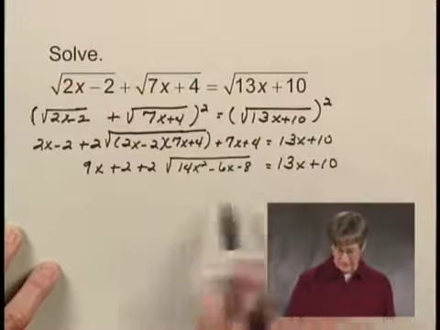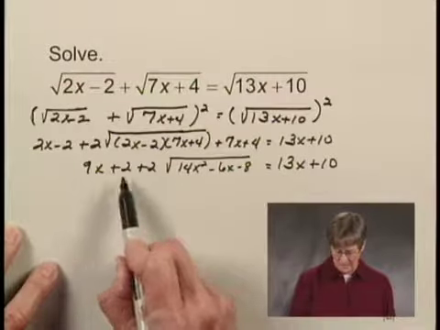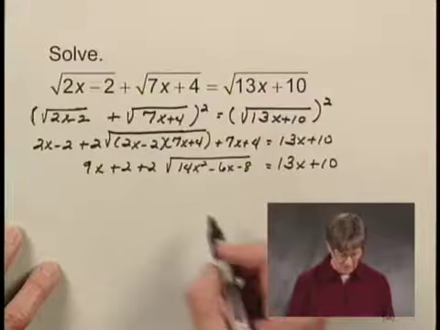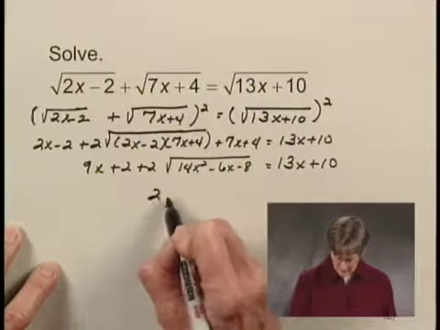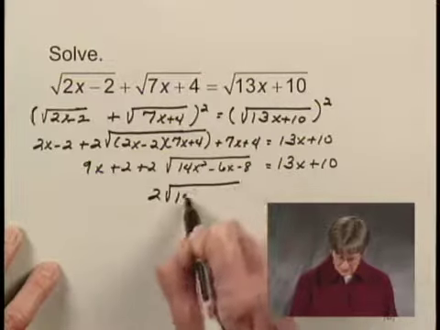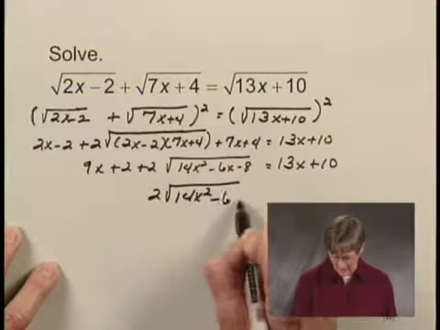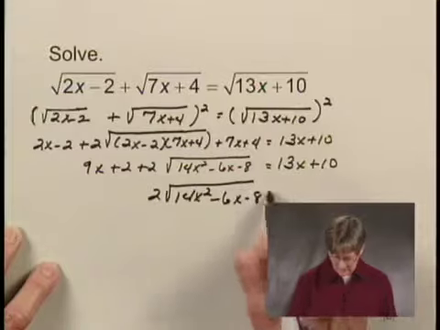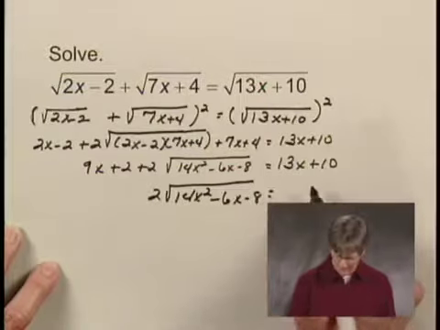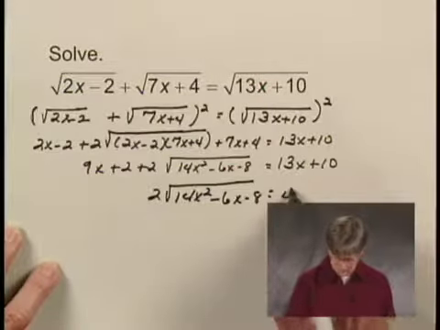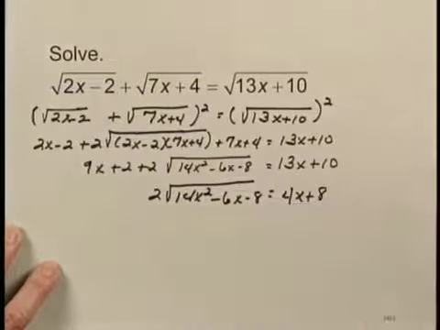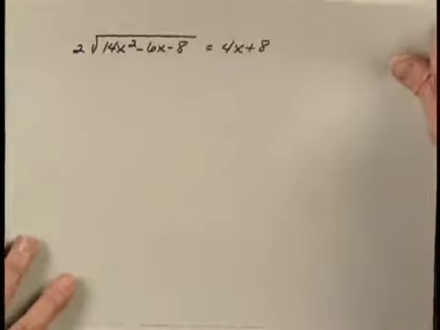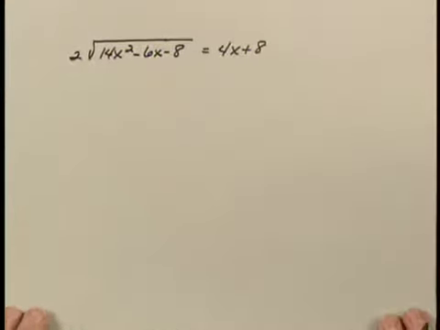Now I'm going to subtract 9x and subtract 2 on both sides of the equation. So on the left-hand side, that will leave me 2 times the square root of 14x squared minus 6x minus 8. And on the right-hand side, when I subtract 9x and subtract 2, I will have 4x plus 8. Now let's go to a clean sheet of paper so we can continue with a little more space. This is the last step that we had.